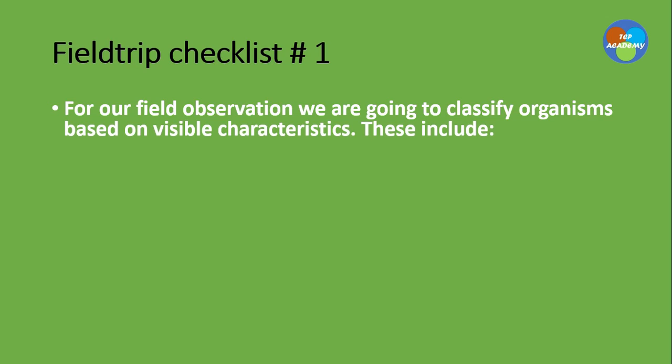We're getting closer to the field trip. For our field observation, we're going to be classifying organisms based on visible characteristics, and these are from the CSEC syllabus. We could look at organisms based on hairiness. When we talk about hairiness, we are pretty much talking about skin cover, and hairiness does not only relate to mammals.